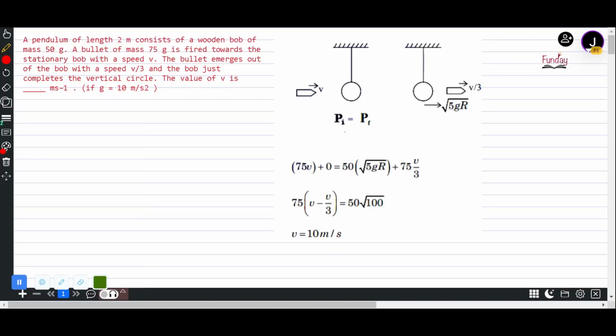Hi. So this question is about a pendulum which is hanging with a wooden bob of mass 50 grams at the end of a 2 meter cord. It is fired into by a bullet of 75 gram, and the bullet emerges out of the bob with a speed v by 3. Now the bob somehow completes the vertical circle. The value of v you have to find.